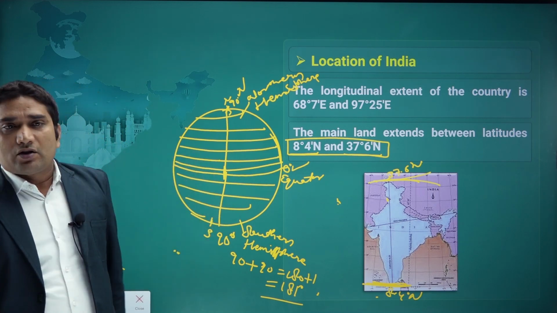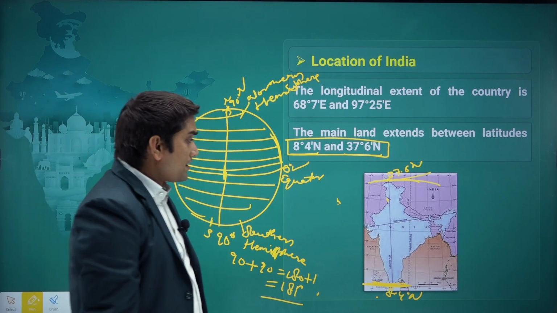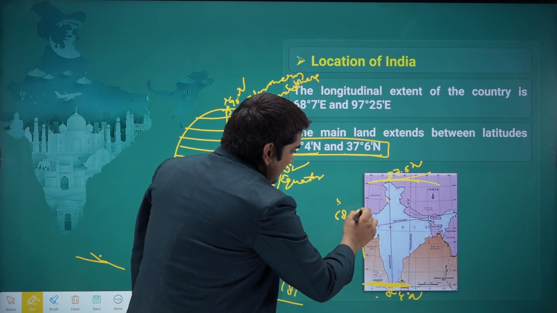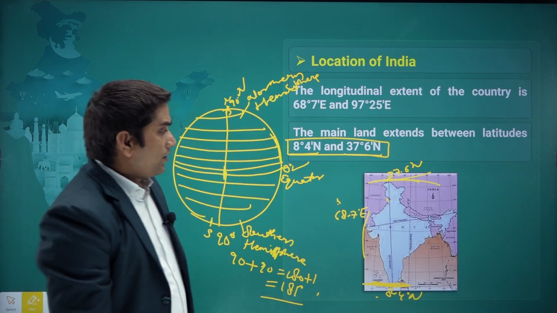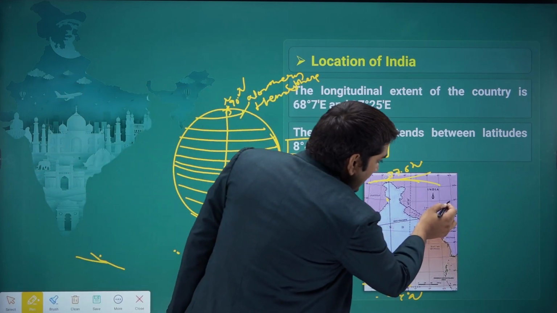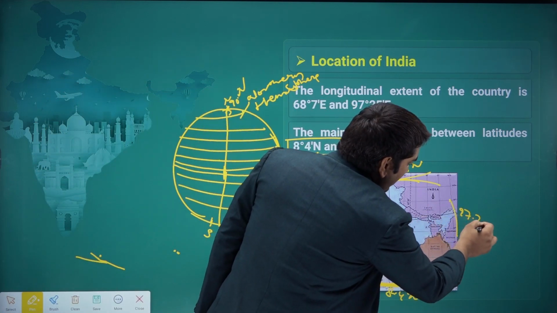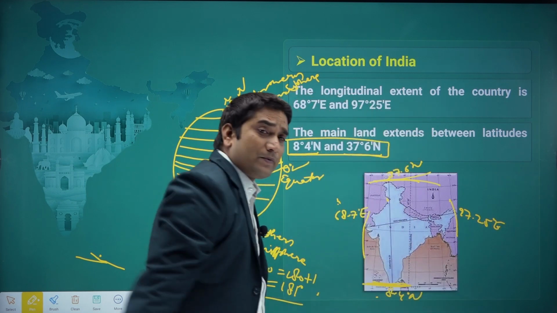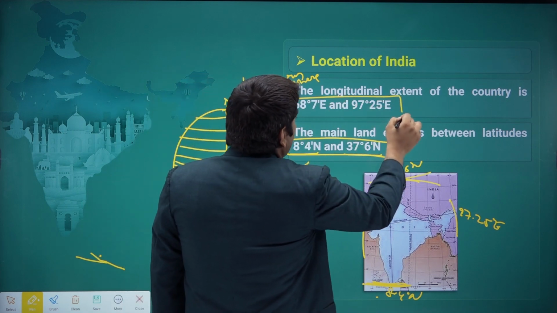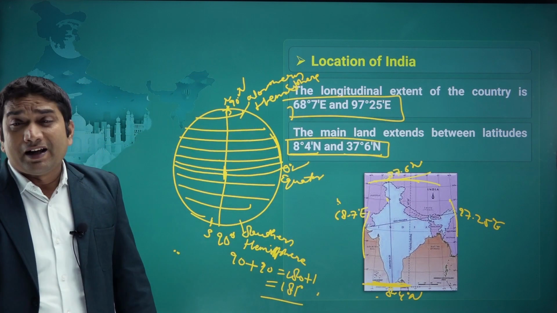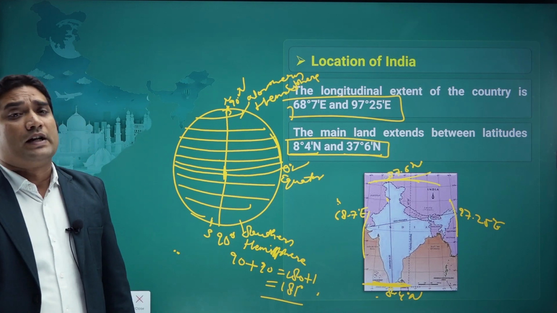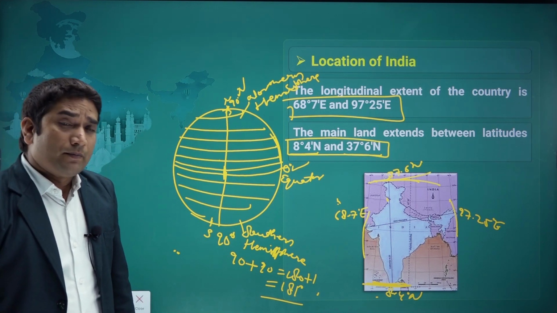The longitudinal extent of our country is 68.7 eastern longitude, or 68 degrees 7 minutes east, to 97.25 eastern longitude. So this is the longitudinal extent of India. It is written here: the longitudinal extent of the country is 68 degrees 7 minutes east to 97 degrees 25 minutes east.